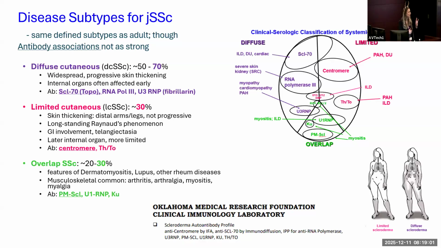Especially in adults. In kids, I would say the SCL70 or the topoisomerase does go along with more kids that have diffuse cutaneous. We don't have that limited cutaneous as often. That's the CREST syndrome, if they still teach that in medical school: the calcinosis, Raynaud's, esophageal dysmotility, the sclerodactyly and telangiectasias. So that happens in kids, but less often, and the centromere is pretty rare.